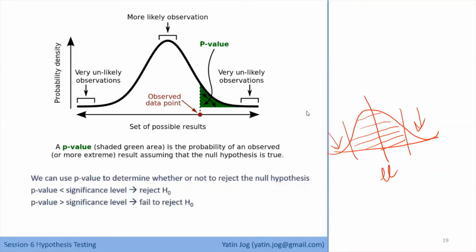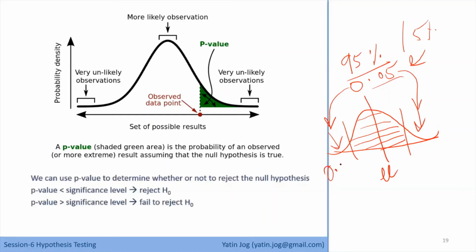So if I am saying that my confidence level is 95%, that means the significance level is 0.05, that is 5%. So when I say 0.05, half of that 0.05 is on this side and half is on this side. So I can consider this region consists of 0.025 of the population, and this side consists of 0.025, for example, which is my reject region.